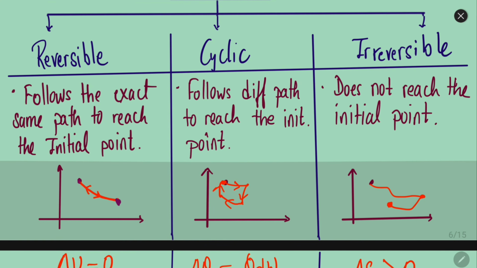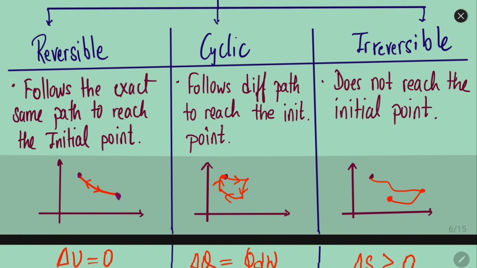Now there are two processes, reversible and cyclic. In both these processes we reach the initial point. But in a reversible process we take the exact path from which we have come. If we have come like this, we will go back like this only. But in a cyclic process we do not follow the path from which we have come. Let's say we come from this path, but we will not go back from this path. We will take another path and go back to the initial point by a different path. That is called a cyclic process because a cycle is formed here.